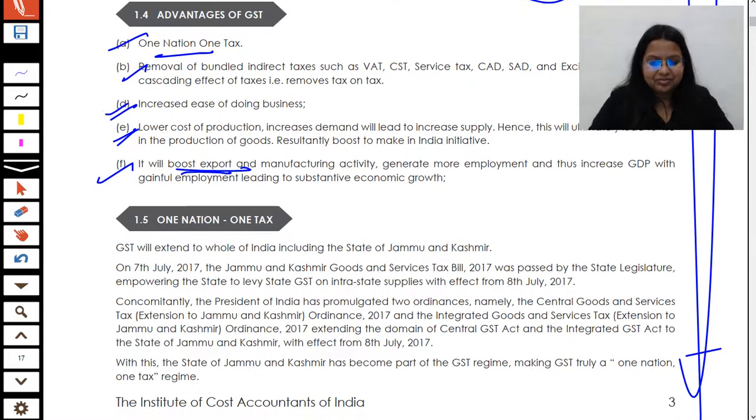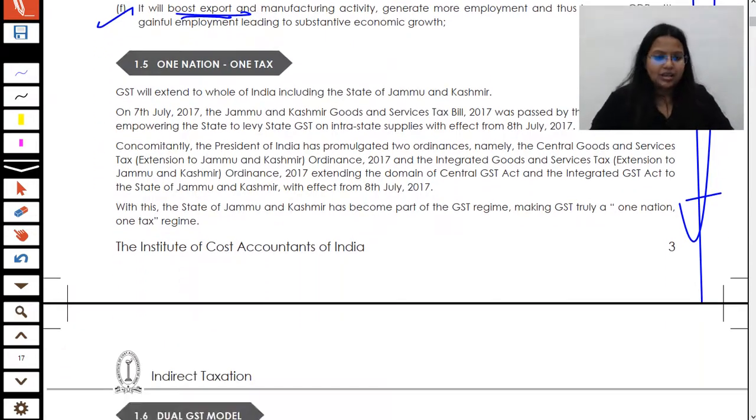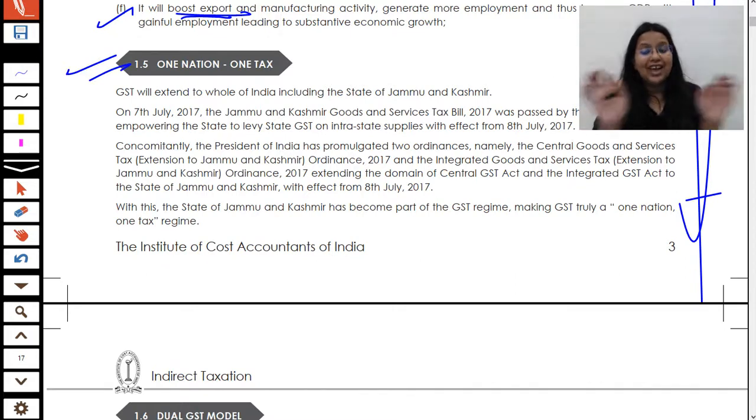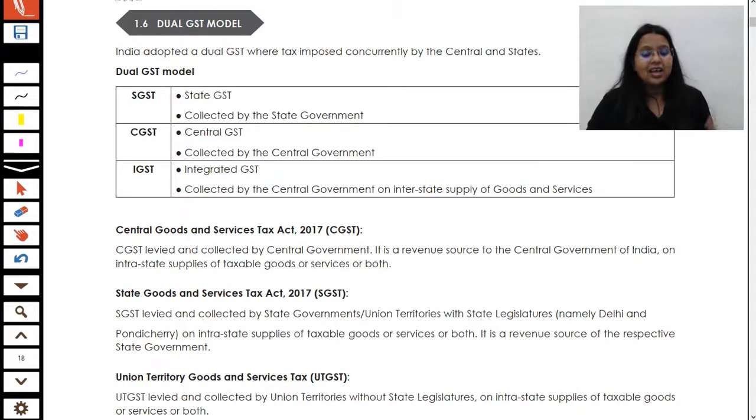Next is one nation, one tax. One nation, one tax means, students, that GST will now extend to the whole of India, even including the state of Jammu and Kashmir. Next is how GST is a dual GST model. In fact, students, once upon a time in a CA Final examination, this question was covered: how is GST a dual GST model? So understand it. How is it a dual GST model?